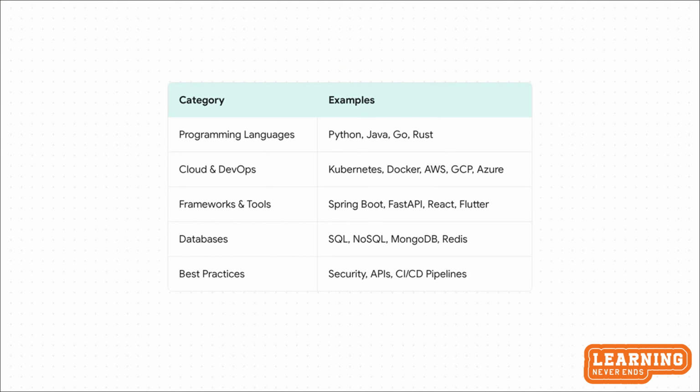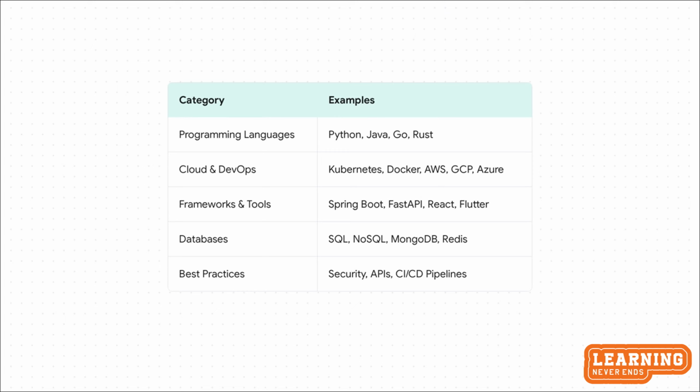You see, it starts with the absolute building blocks, programming languages like Python or Rust. These are basically the instructions you write for the computer. Then it moves to the environment where that code actually lives and runs. That's the whole world of cloud and DevOps. You can think of tools like Kubernetes as the master air traffic controller for your apps, making sure they all run smoothly, especially when things get busy.